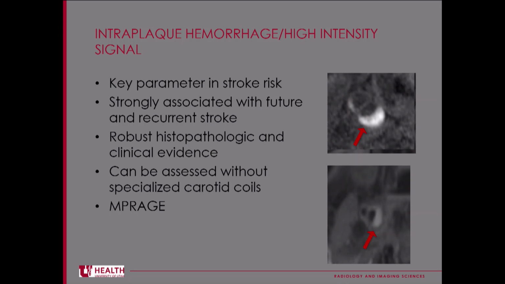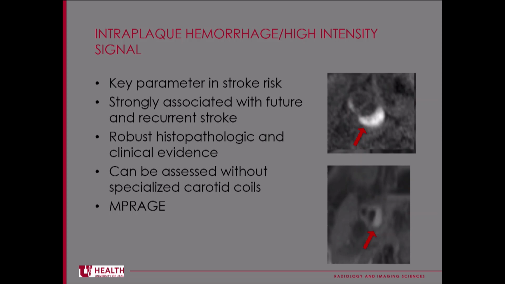There is very robust histopathologic, imaging, and clinical evidence supporting intraplaque hemorrhage as a very strong risk marker for future ischemic stroke. And really, we can see it without specialized carotid coils. We can see it using a very straightforward MP-RAGE type sequence, which can be done in a matter of minutes and added on to most MRA necks.